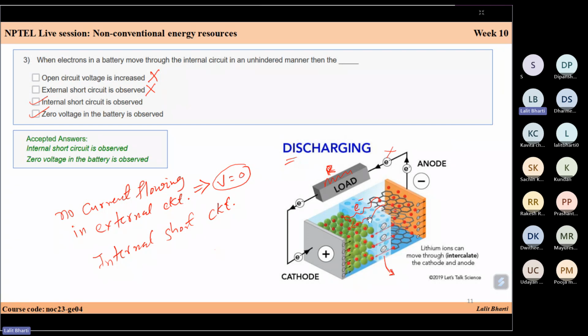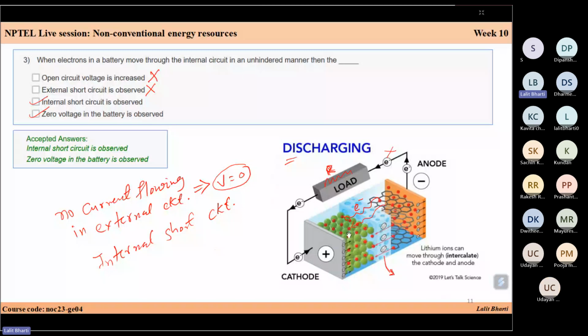So clearly we have already discussed that the electrons will not be allowed in any case for any batteries. But if we take this case and allow the electrons to move from cathode to anode, then the condition of short circuit will occur and we will not get any voltage at the load. So option one, open circuit voltage is increased, is clearly incorrect because we will not get any open circuit voltage if all the electrons can move directly from cathode to anode through the electrolyte. Then we will get V equal to 0, or OCV, the open circuit voltage, equal to 0.